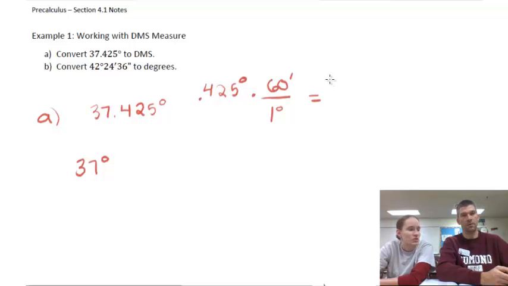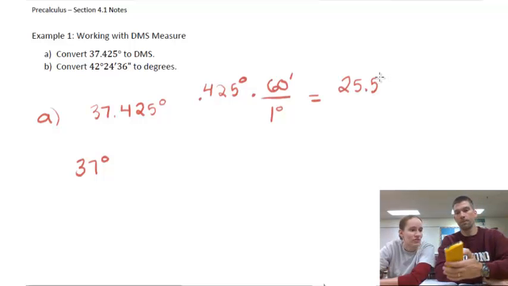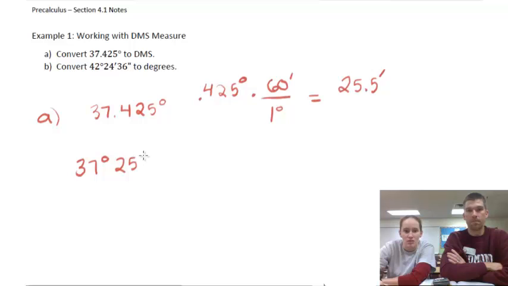Chemistry. Right. You said that, not me. So 25.5 is what we get. That's what I said. Minutes. Right. But we just take this whole number part, the 25. The integer part. There's your minutes.